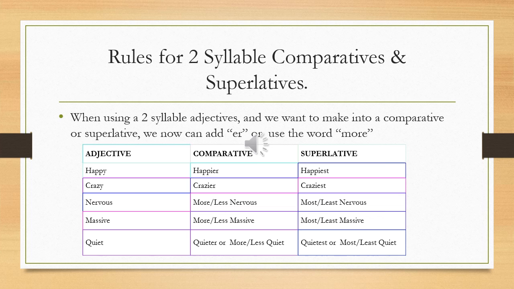So happiest, crazy, craziest. Here, nervous. You can't say nervous-er. Here we say more nervous. Massive. Can't say massive-er. More massive. Quiet. Quieter is okay. People do say quieter. That's absolutely fine. They also say more or less quiet. So for the two syllable words, it's more just about knowledge. You have to know which is which. There is no particular rule about whether you add more or you add the ER. And it's the same for your superlative.